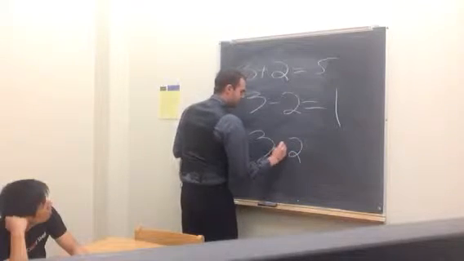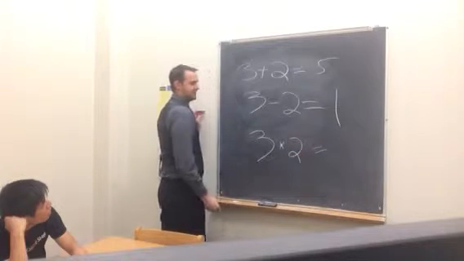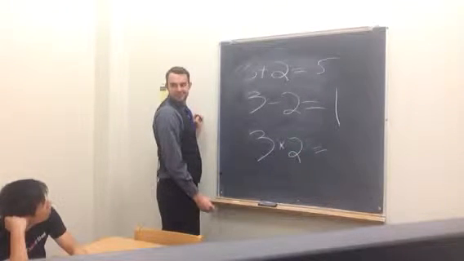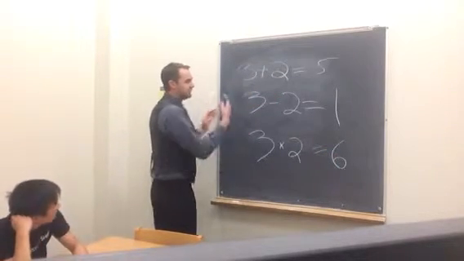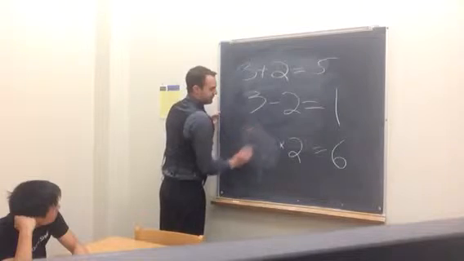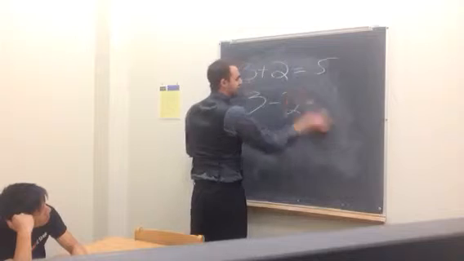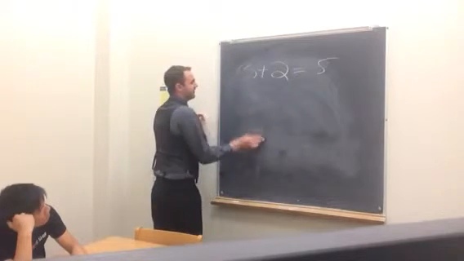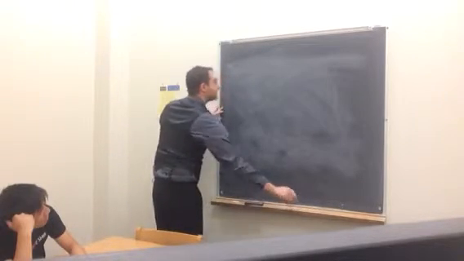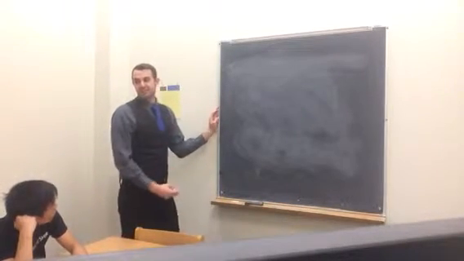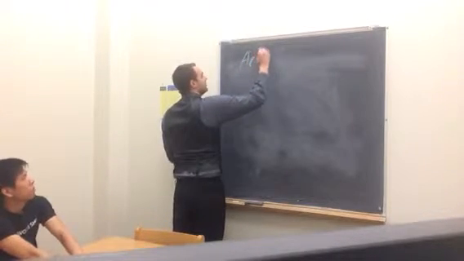Okay. This is a multiplication. Can you tell me what the answer to this problem is? 6. Yeah. Okay. So just simple arithmetic. Adding, subtracting, multiplying. What about dividing? We're going to cover that later. So, we're going to be using these basic fundamentals in arithmetic.